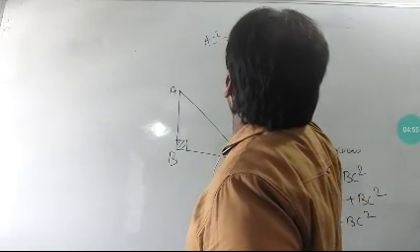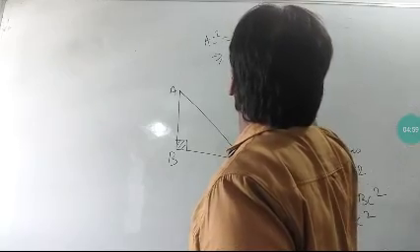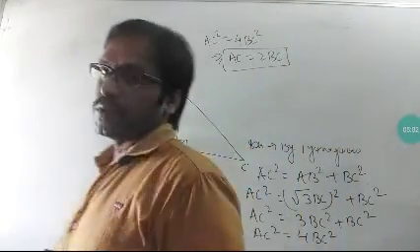That also is correct. Since AC square is equal to 4 BC square, that means AC is equal to twice of BC.